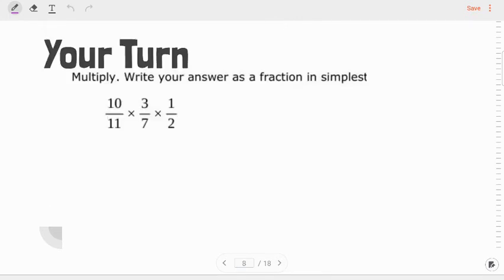Your turn. Try this next one on your own. Take a second, pause. All right. When we type that straight into our calculator, what do we get? We get 15 over 77.